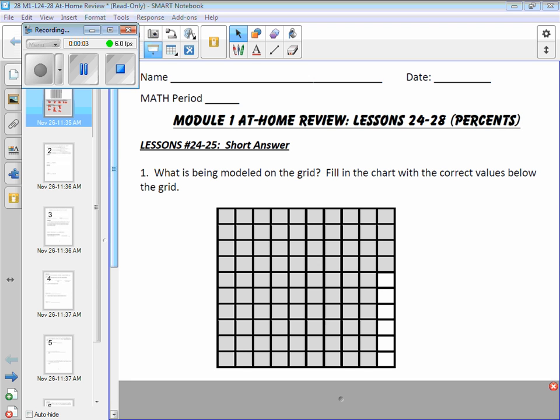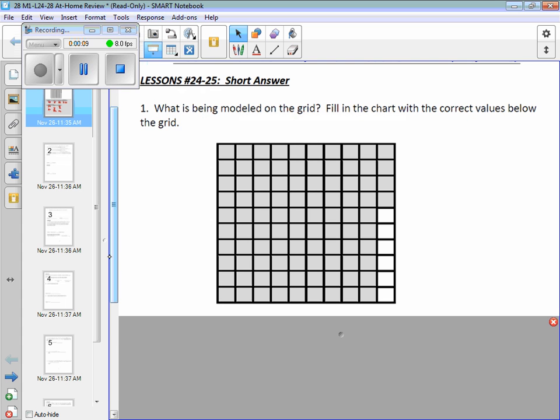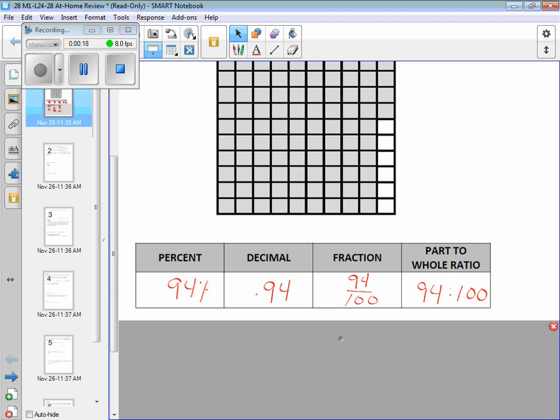This is the first page of the at-home review. A page that's pretty much straightforward. Taking a look at our 10 by 10 grid of 100 blocks, there's 94 of them shaded. So therefore, remember what percent is. It's per 100. So we have 94 out of 100 for a percent of 94%.